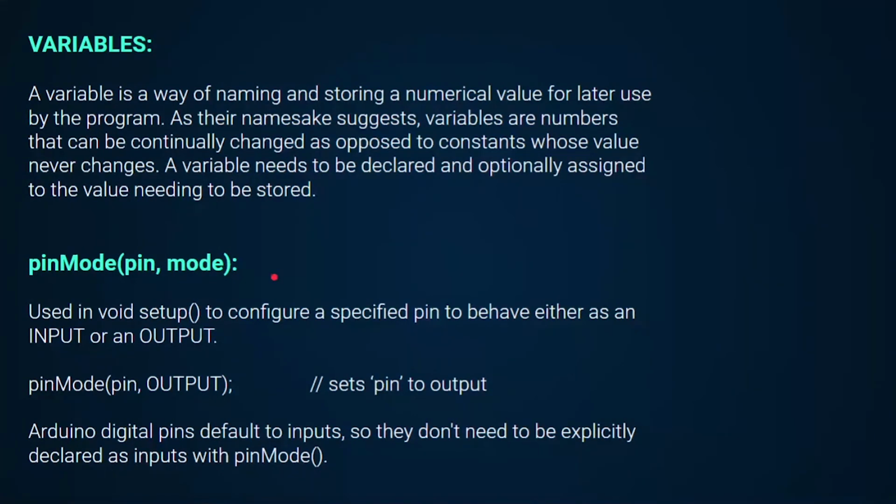So it is used in a void setup to configure a specified pin to either behave as an input or output. If you remember the board that I have shown you, there are digital pins and analog pins: analog pins from 0 to 5 and digital pins from 0 to 13, working from 2 to 13, you can say that. So these pins can either behave as an input one or as an output one.